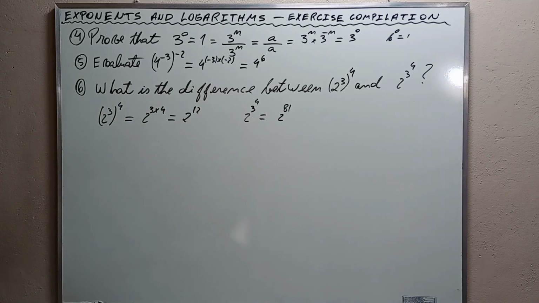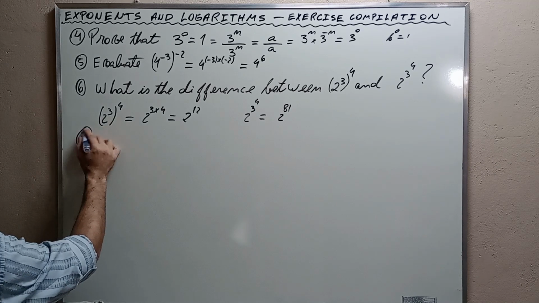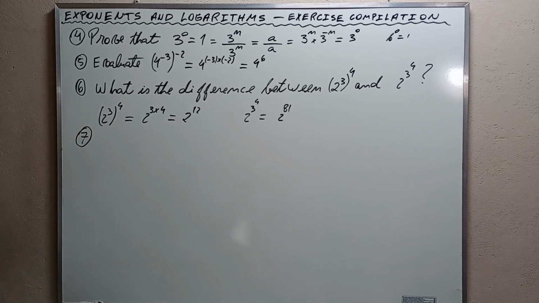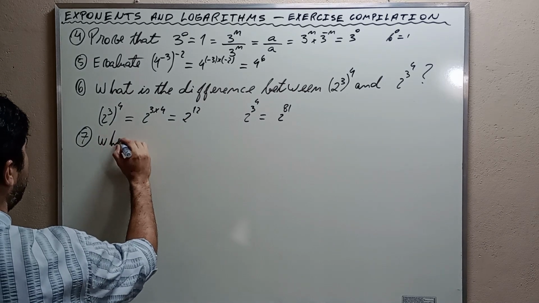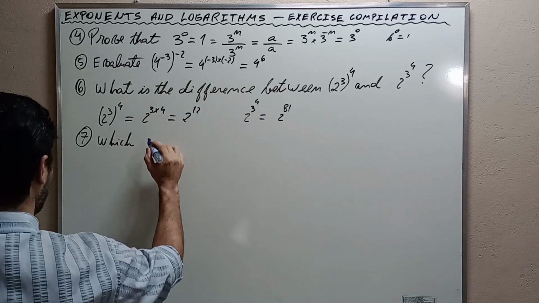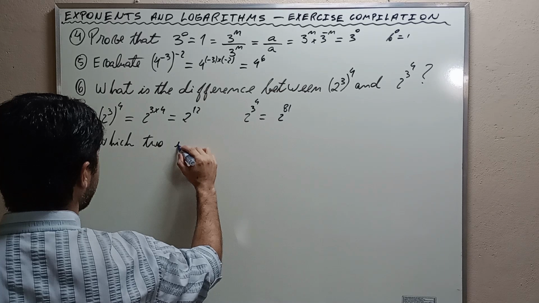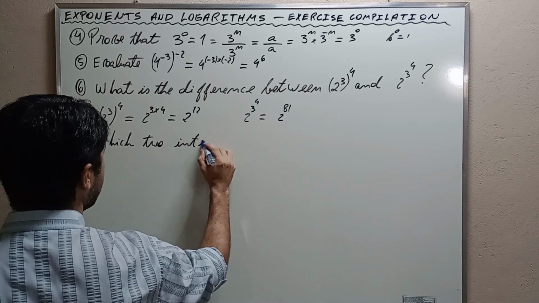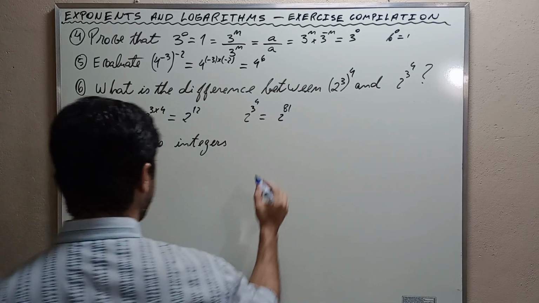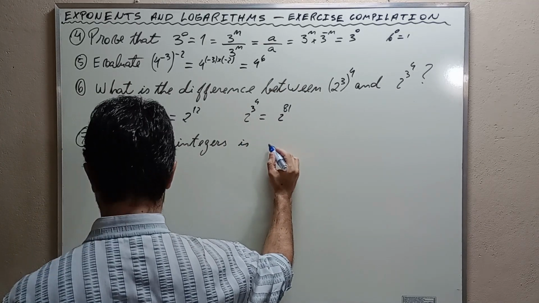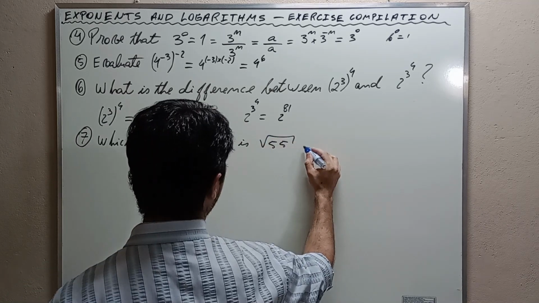Let's move on to exercise 7. Which two integers is the square root of 55 between?